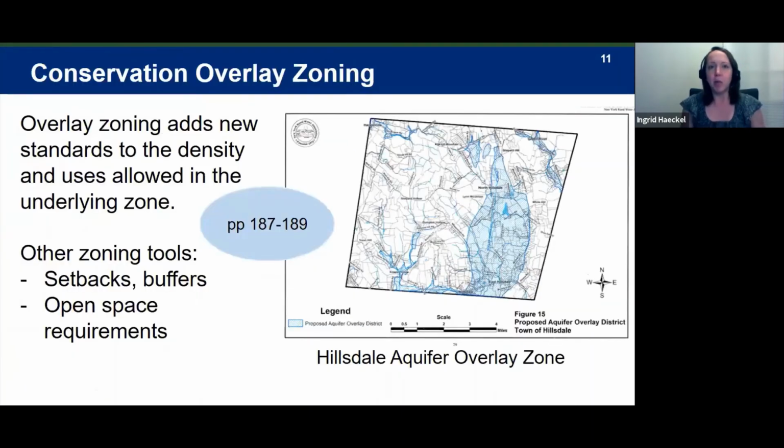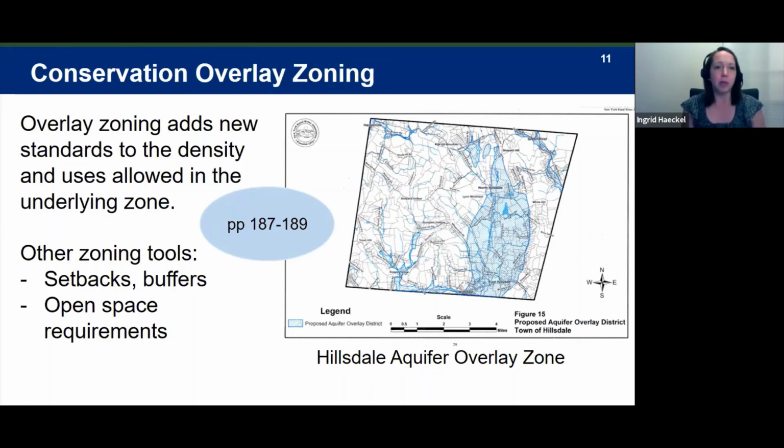CEAs can be a starting point for conservation overlay zoning, which is a commonly used zoning tool for natural resource protection that can restrict density or allowed uses in the underlying zone. The map on the right shows Hillsdale's aquifer overlay zone, which was established to protect and maintain the quality of the town's water supply. It basically requires that review boards and the building department evaluate potential impacts to the aquifer when they're reviewing and permitting new development.